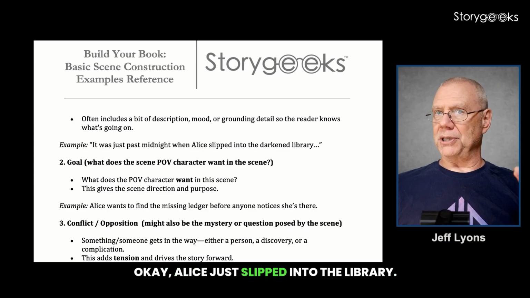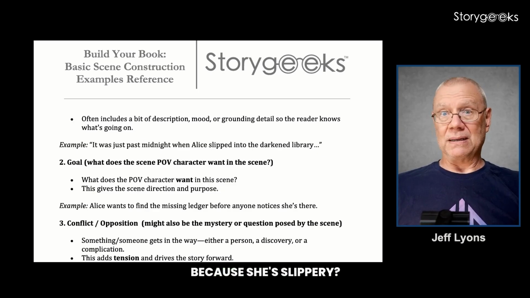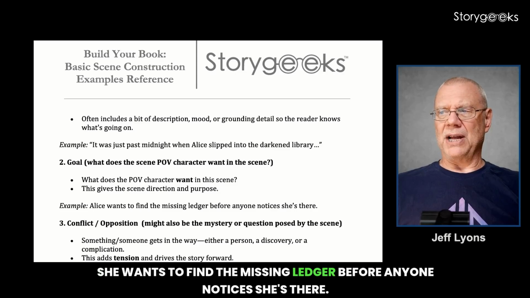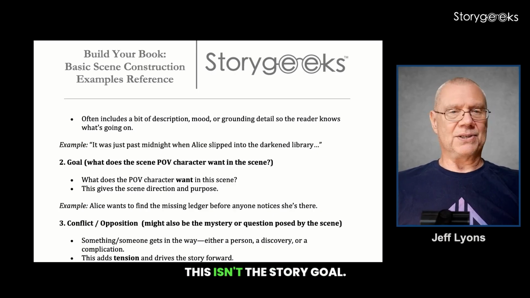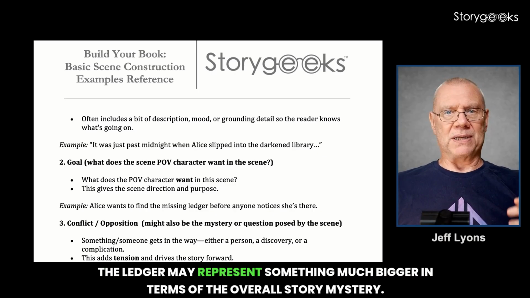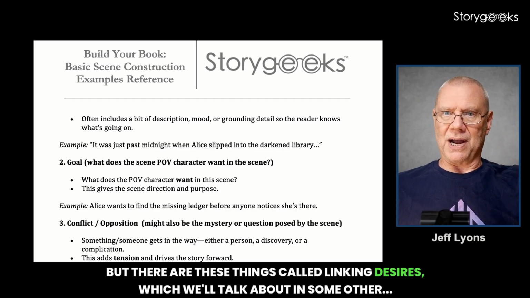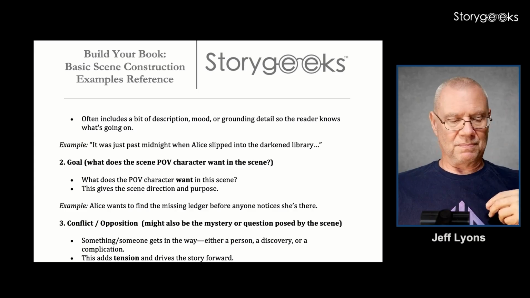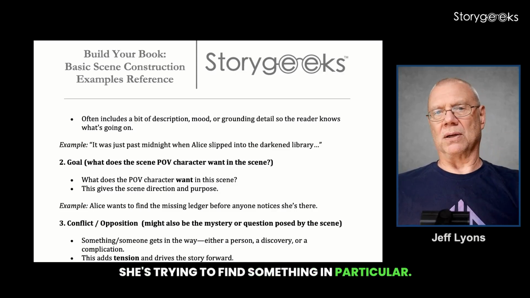Okay, Alice just slipped into the library. Why? Because she's slippery? No. She wants to find the missing ledger before anyone notices she's there. That's her goal in the scene. This isn't the story goal. The ledger may represent something much bigger in terms of the overall story mystery. But there are these things called linking desires, which we'll talk about in some other worksheet. But in this one, this particular goal for this scene is very clear. She's trying to find something in particular.